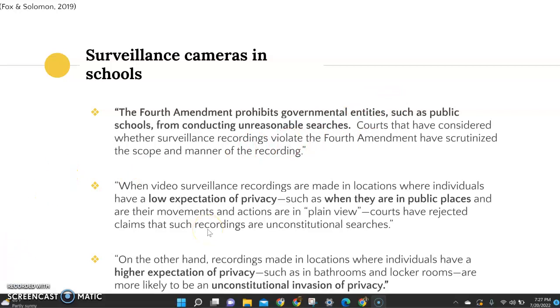And then on the other hand, recordings made in locations where individuals have a higher expectation of privacy, so things like bathrooms, locker rooms, those are more likely to be an unconstitutional invasion of privacy versus if you're just walking down the hallway, that one isn't so much. So it just kind of depends on location.